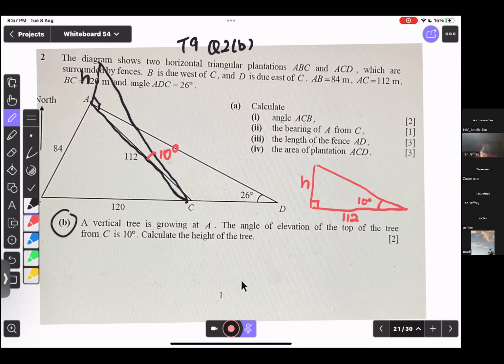So you can use, for example, tangent 10 degrees. This equals opposite over adjacent. So your height is basically 112 multiplied by tangent 10 degrees.